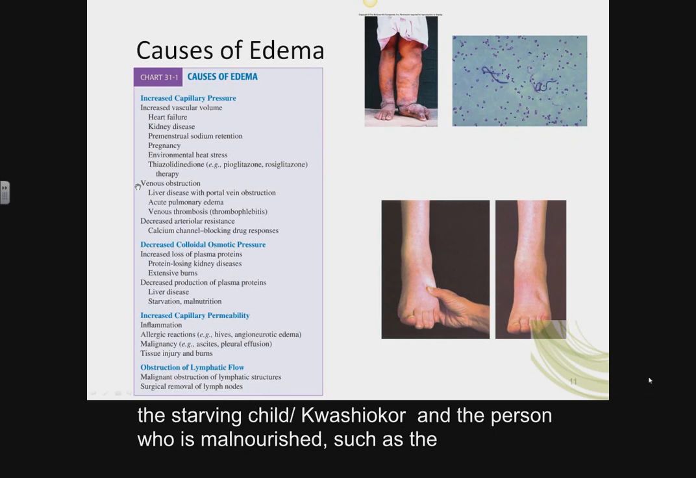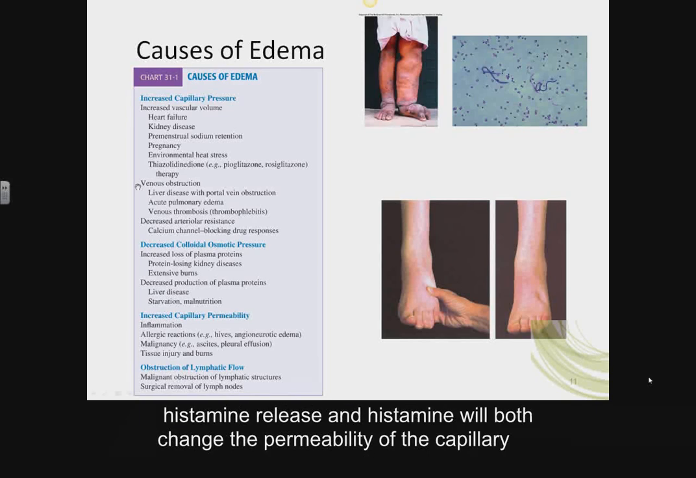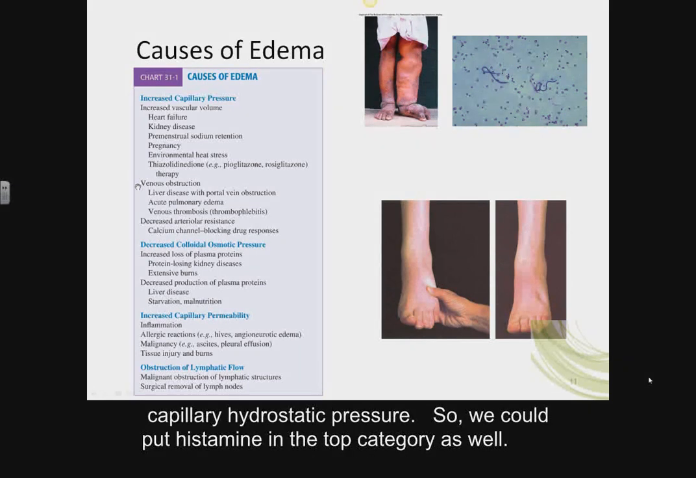Of course, we have already covered the starving child in kwashiorkor and the person who is malnourished, such as the alcoholic or the elderly in a home. Allergic reactions and the inflammatory response lead to histamine release, and histamine will both change the permeability of the capillary bed as well as lead to increased arterial diameter, which will lead to a greater capillary hydrostatic pressure. So we could put histamine in the top category here as well.